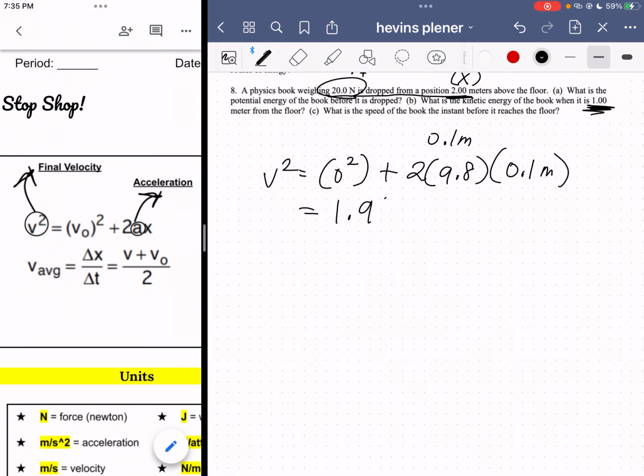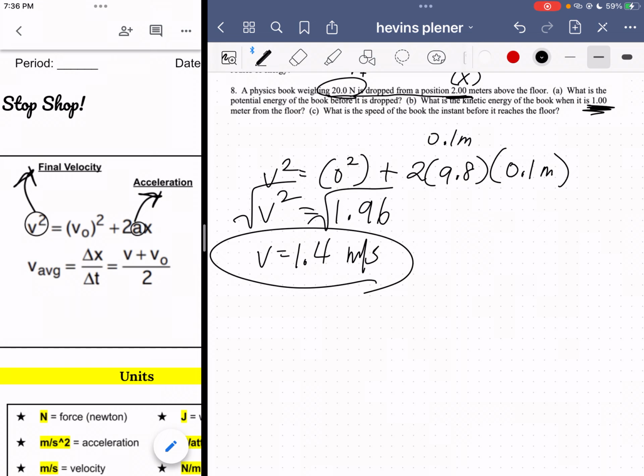equals 1.96 for V squared, and we're going to square root that. 1.96 square rooted is 1.4 meters per second. Does that make sense?